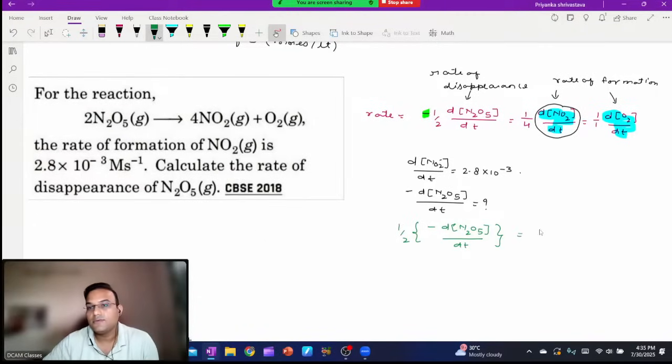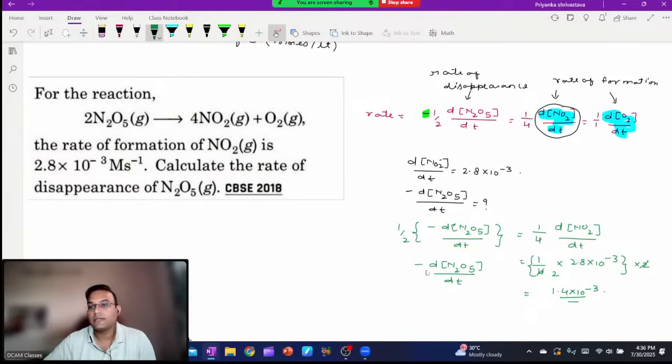is equal to 1 by 4 into d NO2 by dt. Since they have given d NO2 by dt, I can write 1 by 4 into 2.8 into 10 power minus 3, and minus d N2O5 by dt will be this multiplied by 2. So the answer will be 1.4 into 10 power minus 3. This is the rate of disappearance of N2O5.